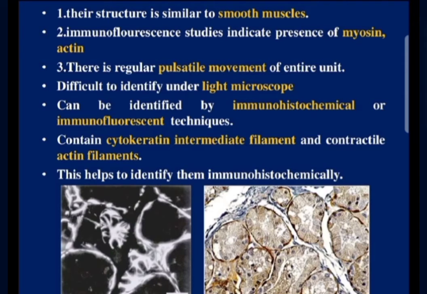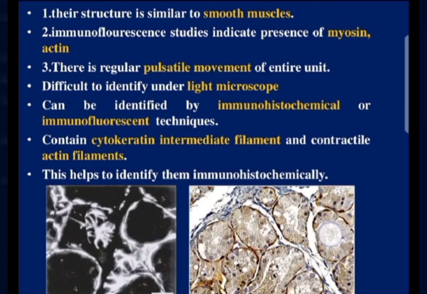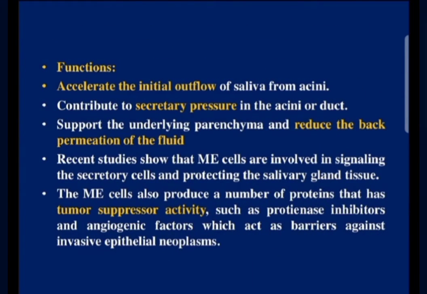Difficult to identify under the light microscope, they can be identified by immunohistochemical or immunofluorescent techniques. They contain cytokeratin intermediate filaments and contractile actin filaments. This helps to identify them immunohistochemically. Functions: they accelerate the initial outflow of the saliva from the acini, contribute to secretory pressure in the acini or duct, supporting the underlying parenchyma and reduce the back.